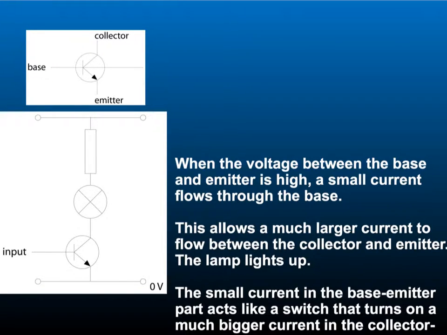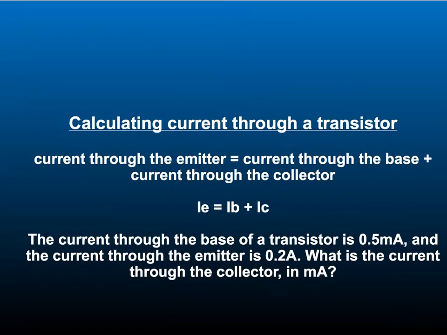When the voltage between the base and the emitter is high, it allows a small current to flow through the base. This then allows a much larger current to flow through the collector and the emitter, which means that the switch is turned on and the lamp will light up.